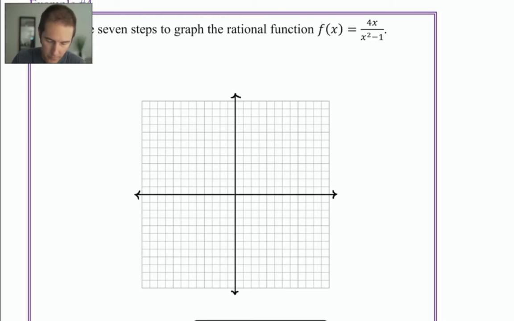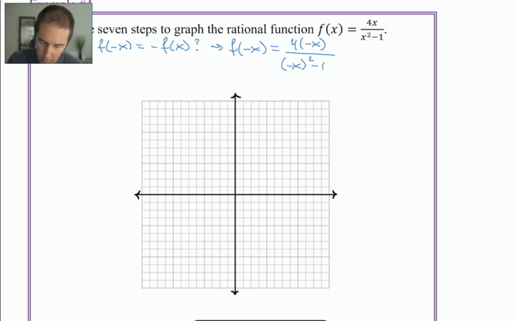So number one, odd? In other words, is f of negative x equal to negative f of x? Let's find out. What is f of negative x? F of negative x is 4 times negative x over negative x squared minus 1, which equals negative 4x over x squared minus 1.